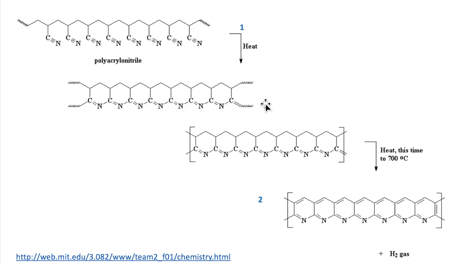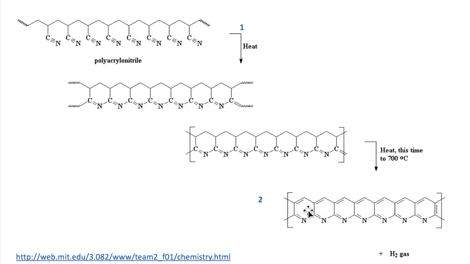Now, let's go to the second stage. You're going to keep applying heat. This time you're going to apply 700 degrees Celsius. And then what happens here? The ring structure that you have after the first stage, you're going to be forming aromatic pyridine groups, which are right here.